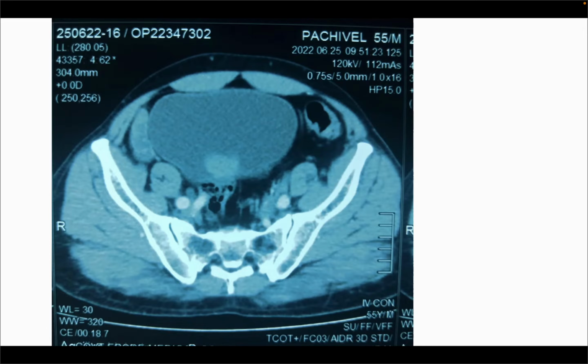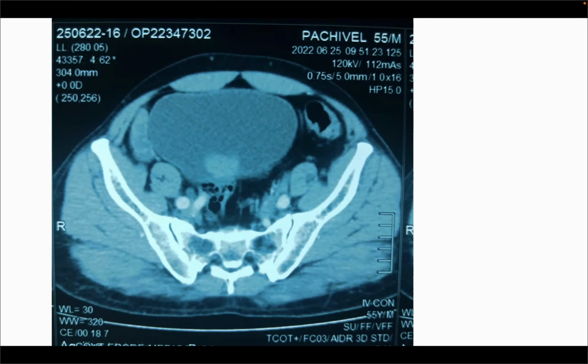Yes, Harish, those are all the films that we have. Can you describe the section that we are seeing now? There is a homogeneous enhancing lesion in the posterior wall of the bladder, a 3 cross 3 centimeter lesion.